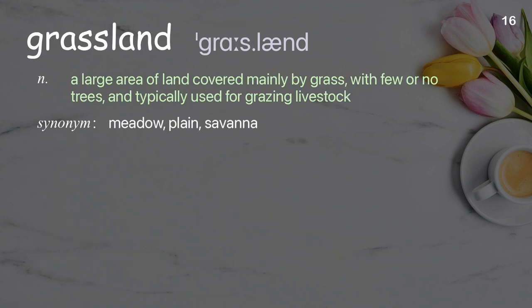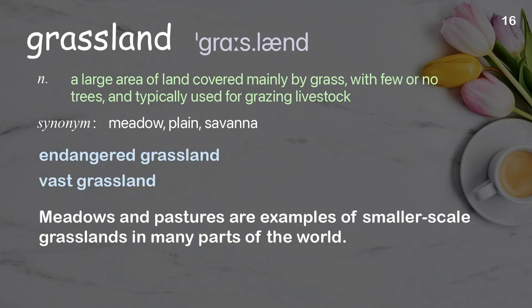Grassland. A large area of land covered mainly by grass, with few or no trees, and typically used for grazing livestock. Examples: endangered grassland, vast grassland. Meadows and pastures are examples of smaller-scale grasslands in many parts of the world.